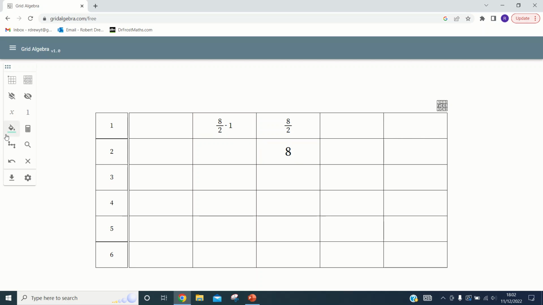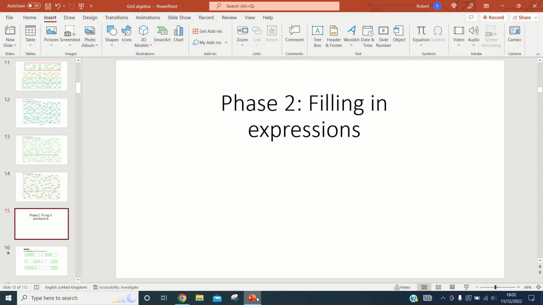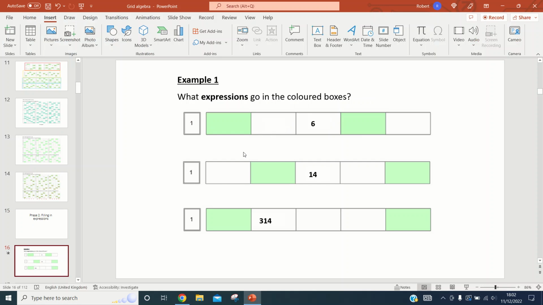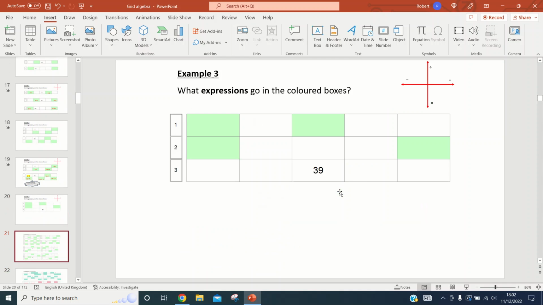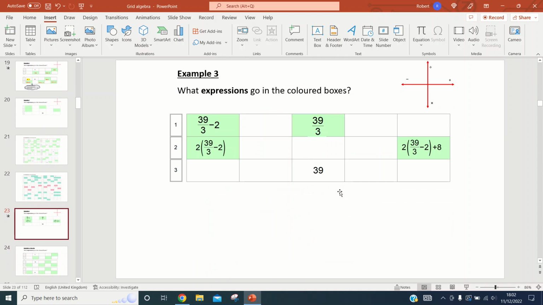And again, you can get out some colors, you can do some mini whiteboards, you can ask them what different things look like. And then, of course, for the rest of the lesson, you can get them to fill them in. Right? So this would be 6 minus 2, this would be 6 plus 1, and so on. You can start off with these easy ones. You can do some more complicated ones. I haven't got the answers to all of these, but that's okay.